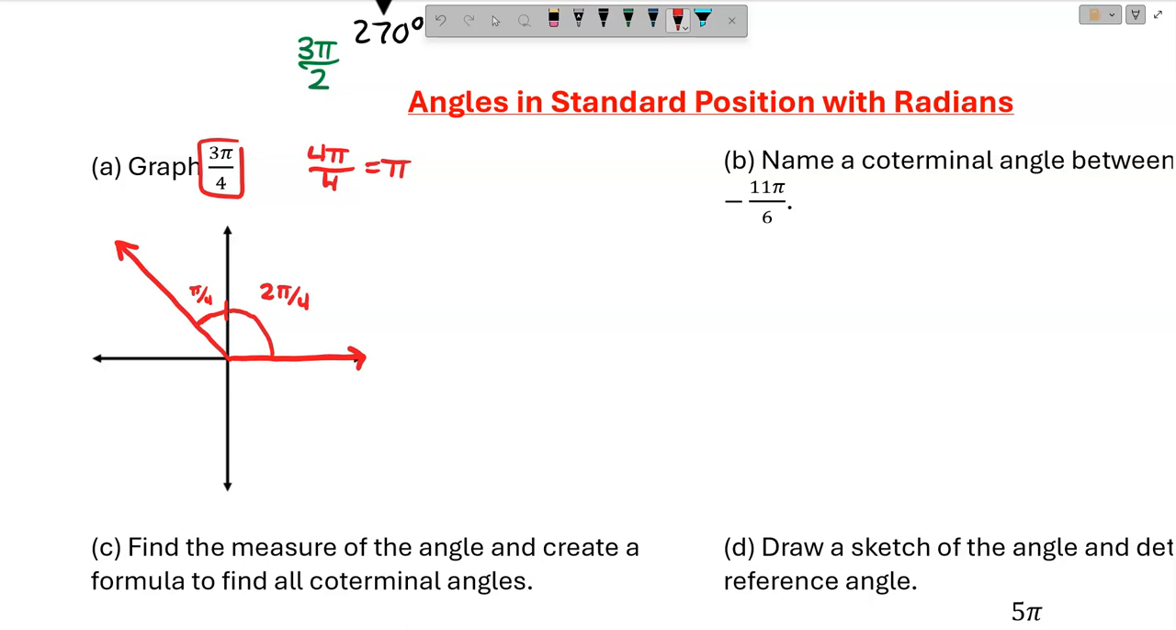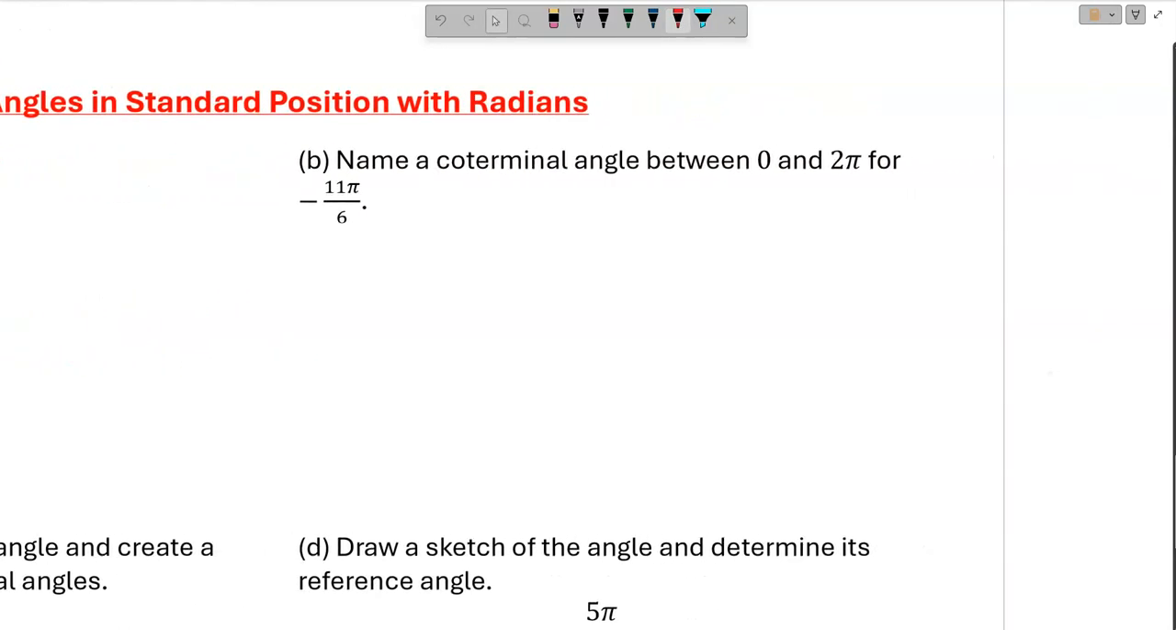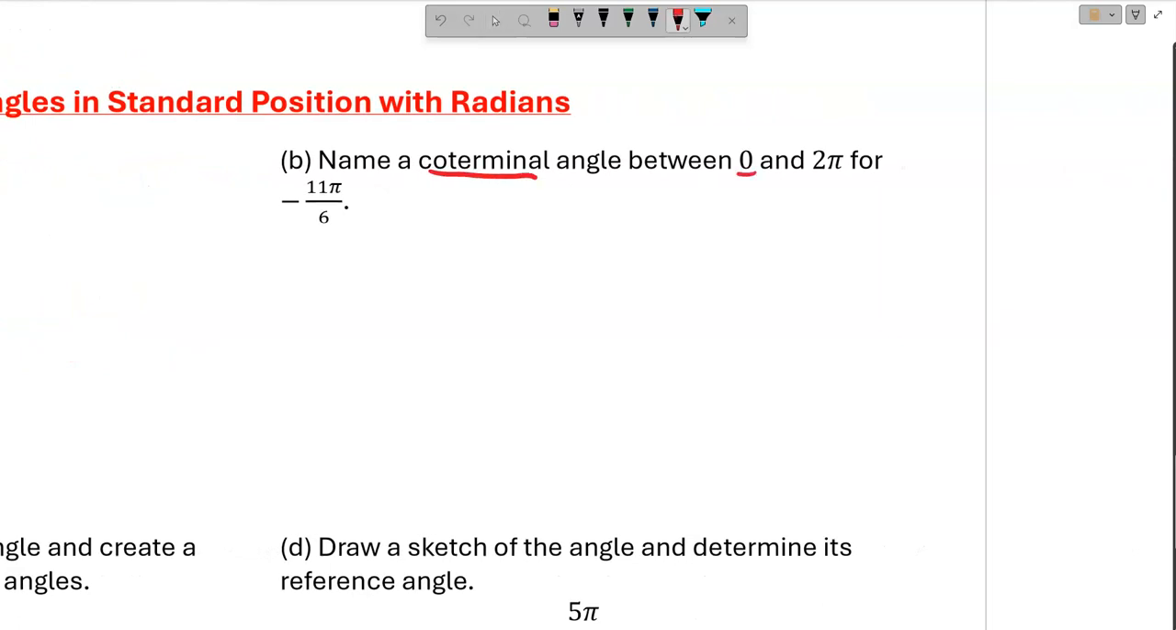So that's how I like to look at things from a radian perspective. Okay, in the next example, it says name a coterminal angle between 0 and 2 pi for negative 11 pi over 6. Well, remember that 2 pi in the world of 6 is actually 12 pi over 6. So really, I'm looking to figure out an angle between 0 and 12 pi over 6. So what we're going to do is take negative 11 pi over 6, one full revolution.